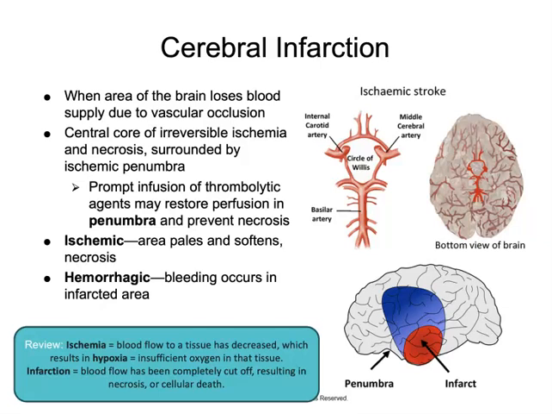So initially, the affected brain area becomes pale and softens, indicating that there's tissue damage. However, in some cases, an ischemic stroke can become hemorrhagic, meaning it'll have bleeding within the infarcted area. So I put these terms over here in the blue box to review their meanings. Ischemia means reduced blood flow, hypoxia is oxygen deprivation, and infarction occurs when blood flow is completely cut off, causing necrosis or permanent tissue death.